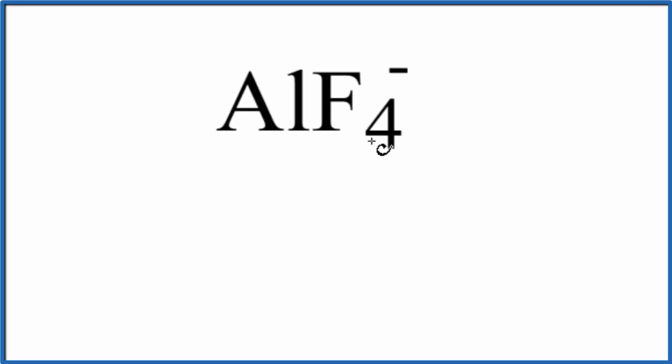In this video, we'll write the Lewis structure for AlF4-. First thing we need to do is count up the valence electrons. Aluminum, group 13, sometimes called 3A, 3 valence electrons. Fluorine is in group 17, sometimes called 7A. It has 7 valence electrons. We have 4 fluorine atoms.